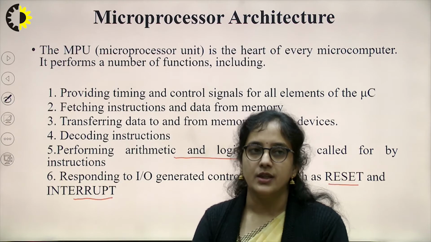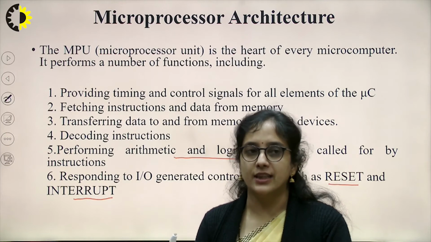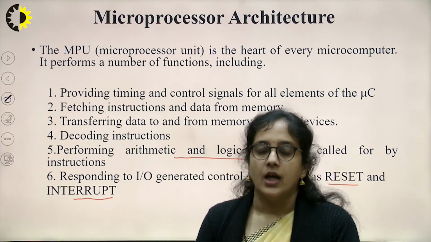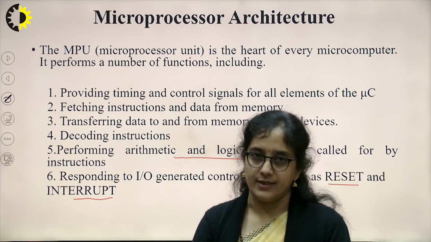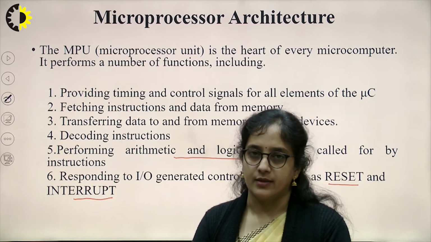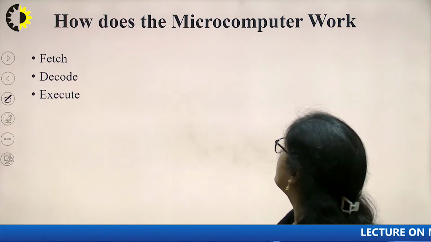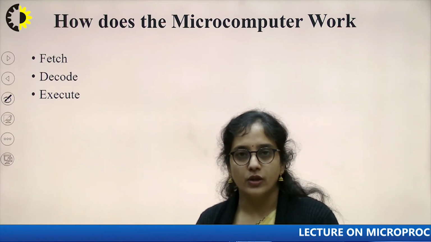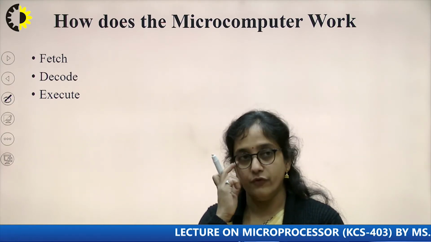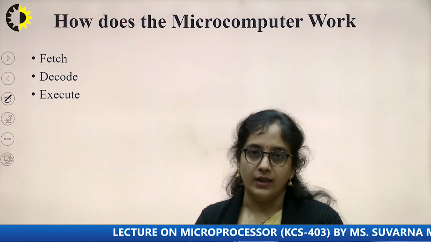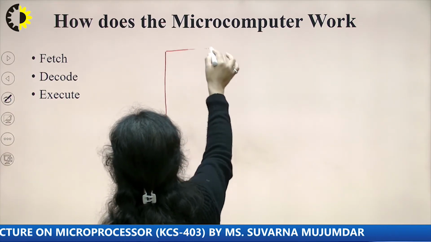So these are some functions performed by the microprocessor: timing and control, fetching, decoding, execution, transferring of data, performing arithmetic and logical operations, and responding to input output devices through reset and interrupt signals. Now how is this microprocessor, or microcomputer, going to work? As I told you, there are three basic tasks the microprocessor performs: first fetching, then decoding, and then execution. I will show how the microprocessor performs this.